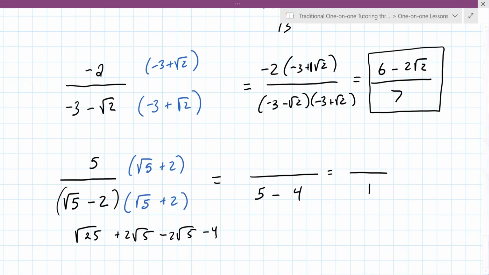I know it was a different order. It's still a FOIL. It's still the first, outer, inner, last. Okay. So then the top would be 5 square root of 5 plus 10. Okay, this last one you probably will not be seeing on your exam. So let's continue forward, let's continue to number 5 just to make sure we get through as much as we can.